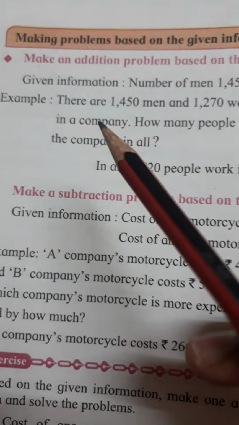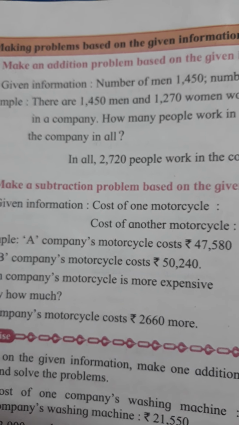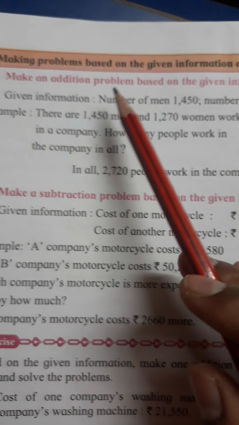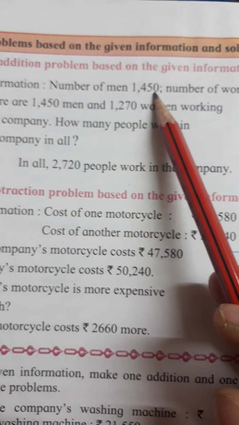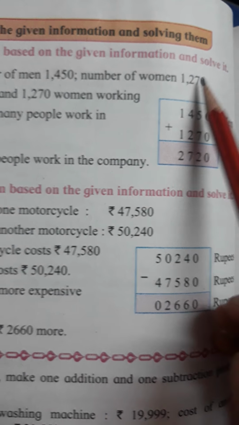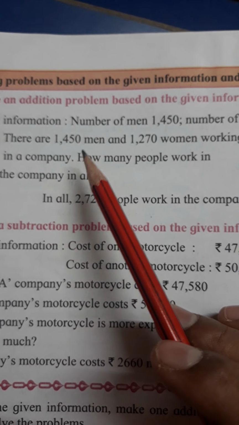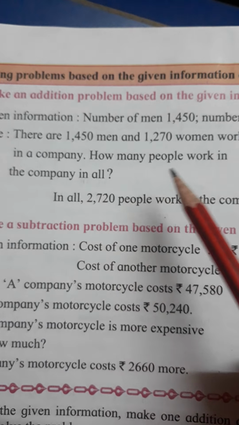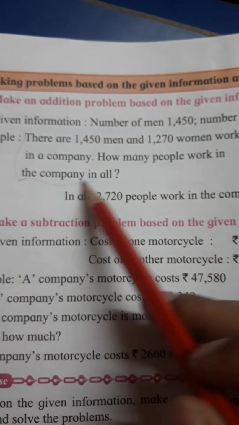Now students, we will learn making problems based on given information. Now we will make a problem by ourselves. Make an addition problem based on the given information. Look, the given information is number of men 1,450 and number of women 1,270. So look, an example is given here. There are 1,450 men and 1,270 women working in the company. So how many people work in the company in all? This is the word problem we made.